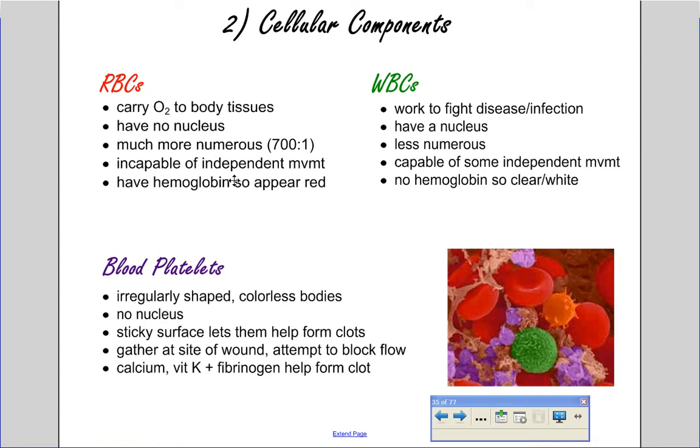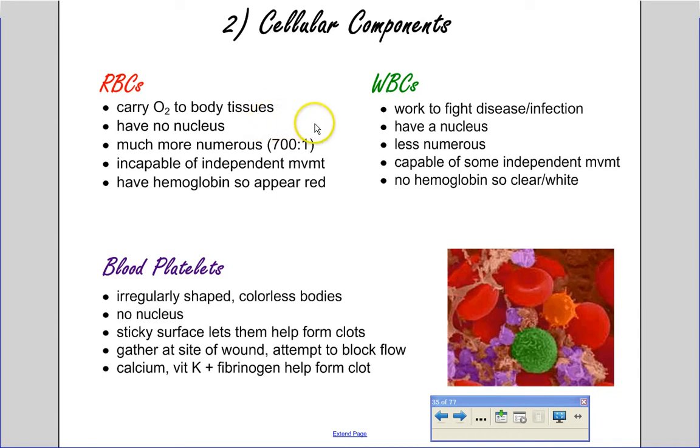Okay. So, another feature to think about, to compare. Do they have a nucleus or not? Red blood cells and platelets don't have a nucleus, whereas white blood cells have a nucleus. So at some point in their production, red blood cells lose their nucleus. White blood cells always have a nucleus.